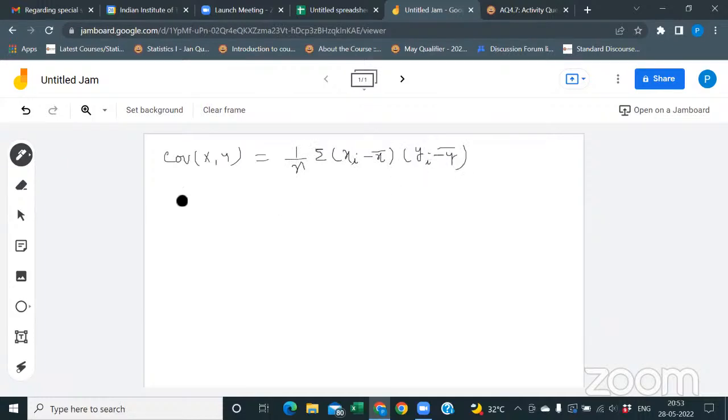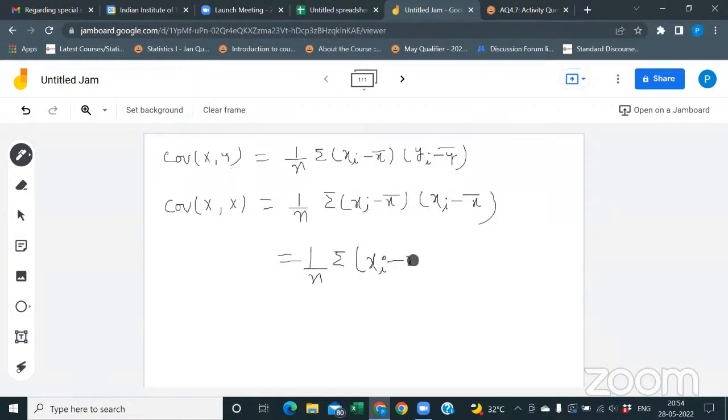Suppose instead of covariance between x and y, I write the covariance between the same variable, x comma x. It will be 1 by n summation of (xi minus x bar), with y replaced by x again, so (xi minus x bar) times (xi minus x bar). That is 1 by n summation of (xi minus x bar) whole square, which is the variance of x. So covariance is for two variables, and variance is for the single variable.